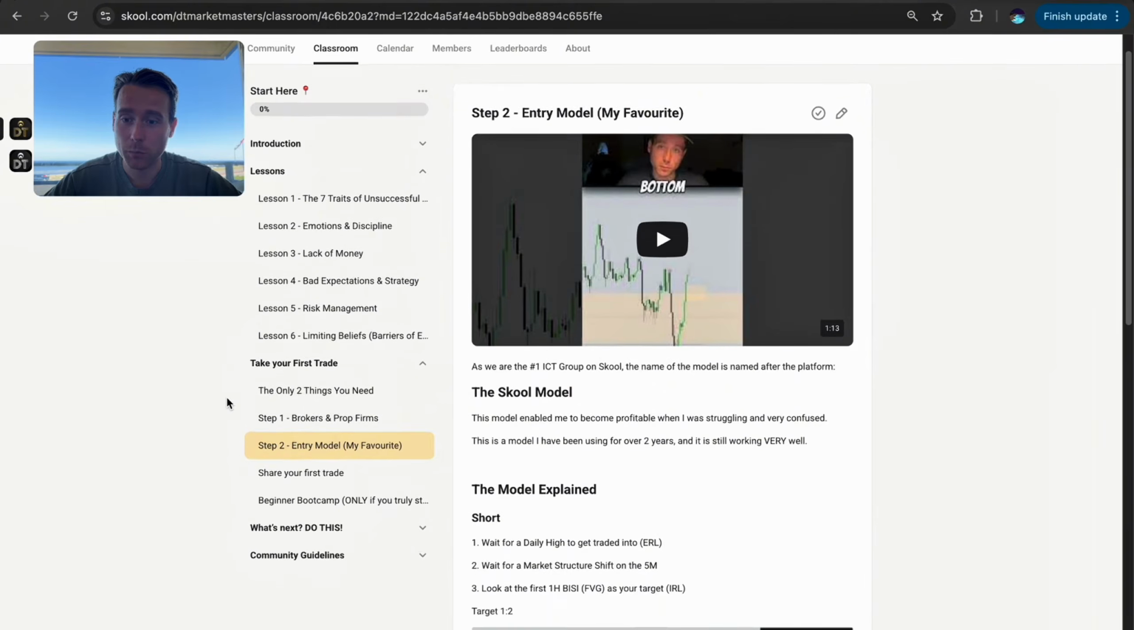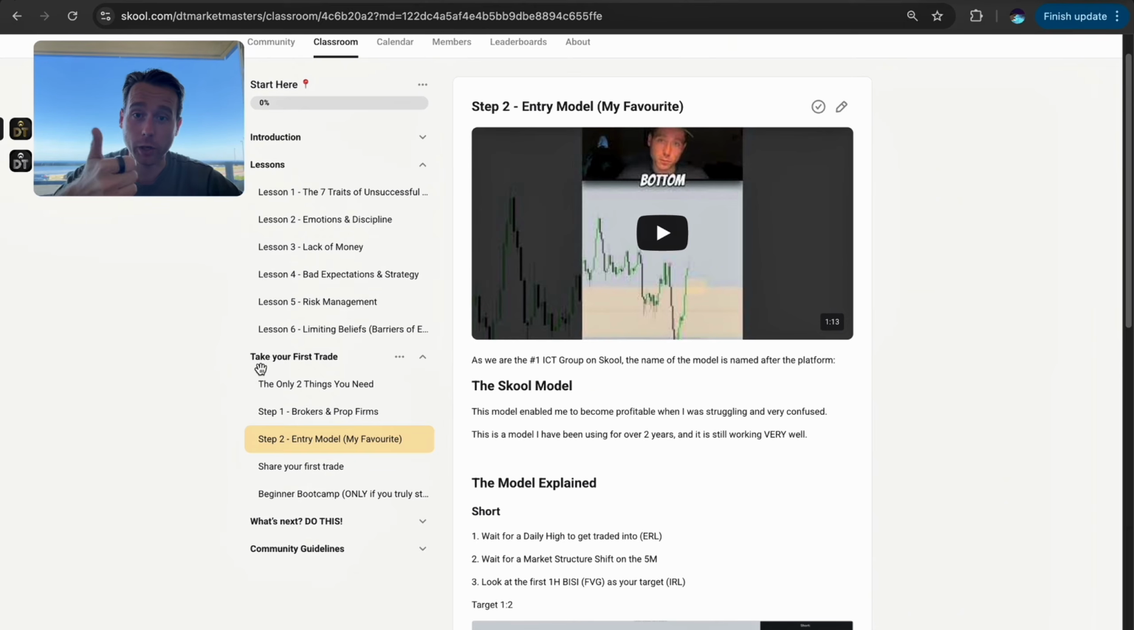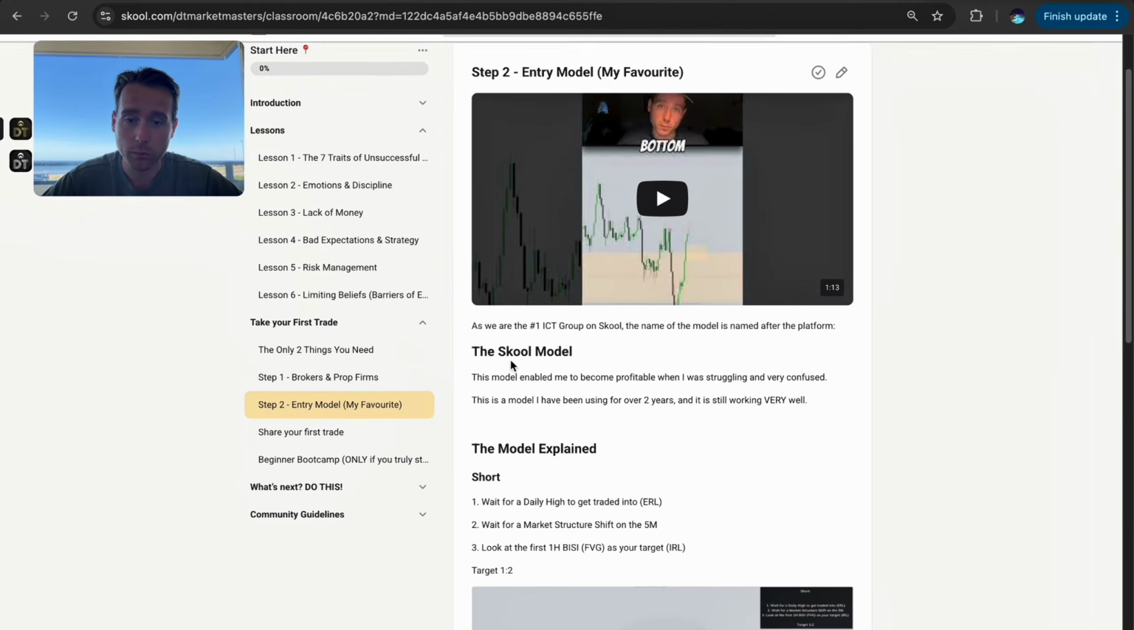The entry model. So to make your first trade, you need 2 things. You need a location and you need an entry model. And the entry model is the Skool model.